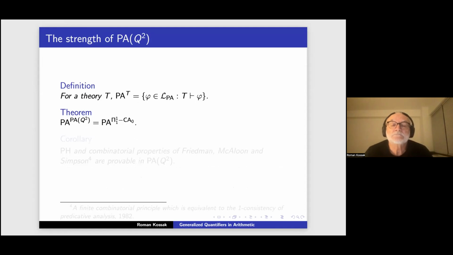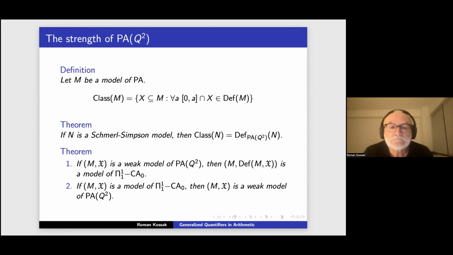Roman, can I ask, on that slide, is that theorem true for every strong model of PAQ squared? Is that what a Schmerl-Simpson model is, just a strong model? No, this is specific. I mean, the first theorem in the middle of the slide. Right, this theorem is specifically about this construction, not every model. I would think that the argument would be kind of the same.